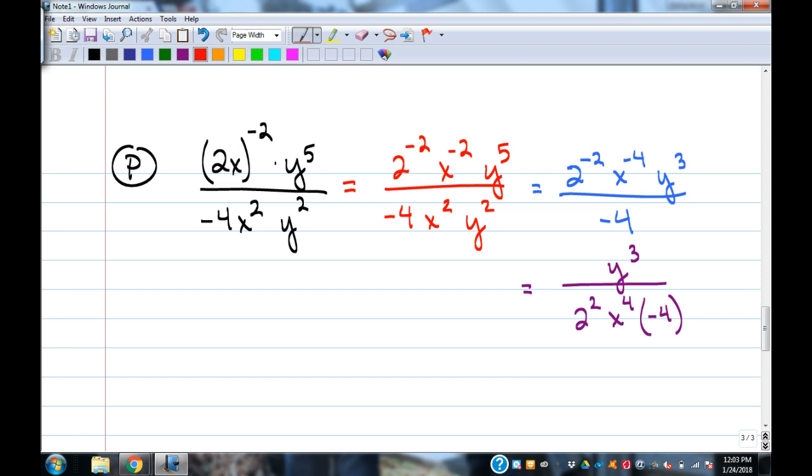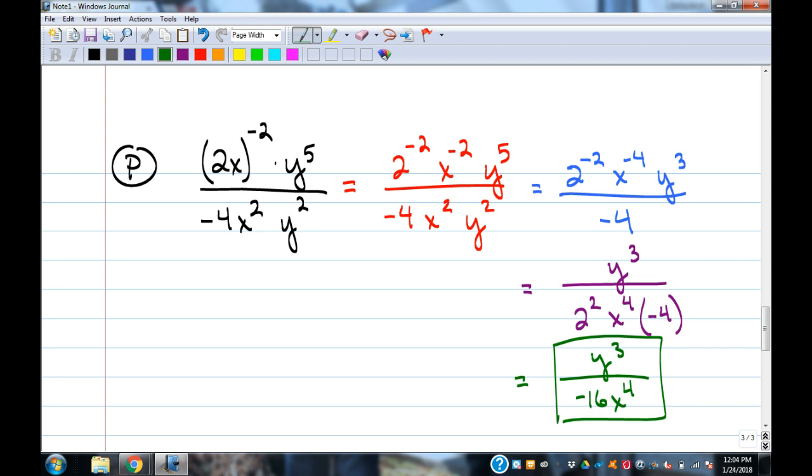And let's work out those numbers down here. So what's 2 squared? 4 times -4 would be -16 x to the 4th, and then the y cubed is up top. We got that in standard form there. I'm working that out. All right.